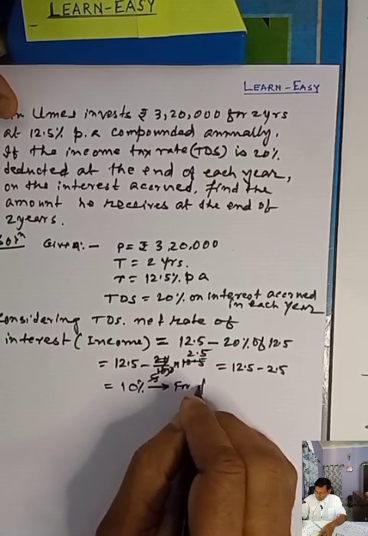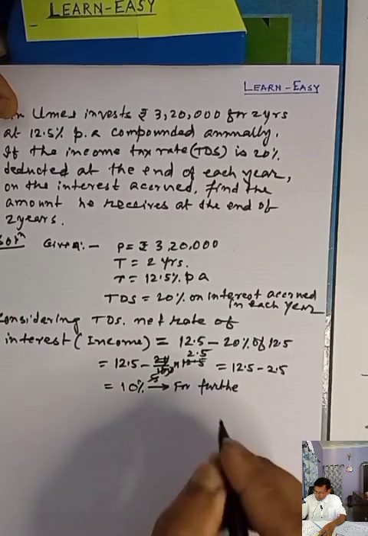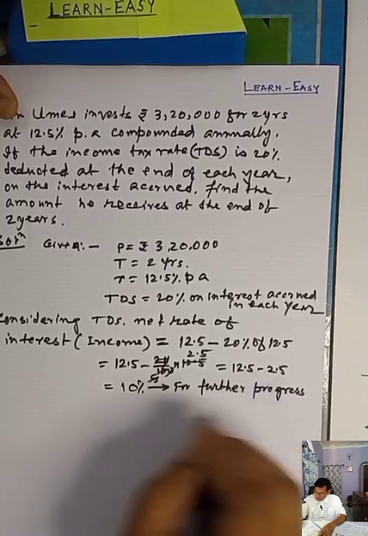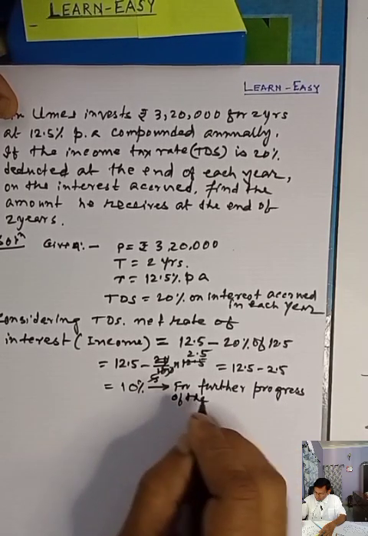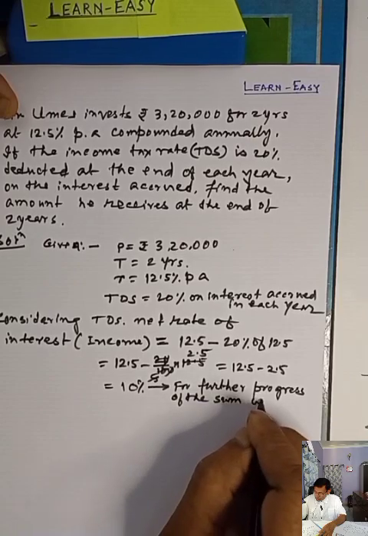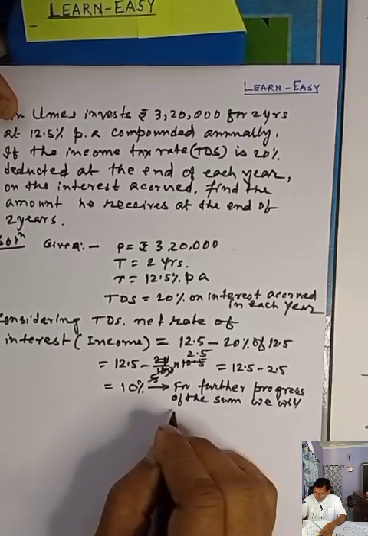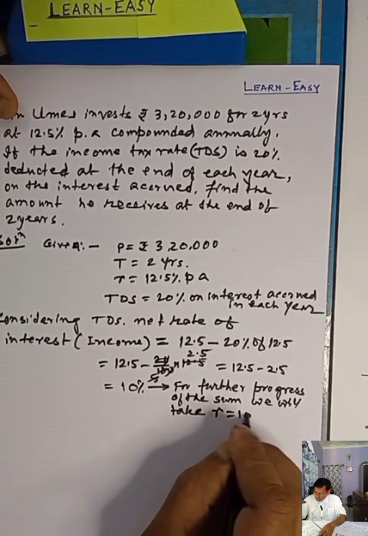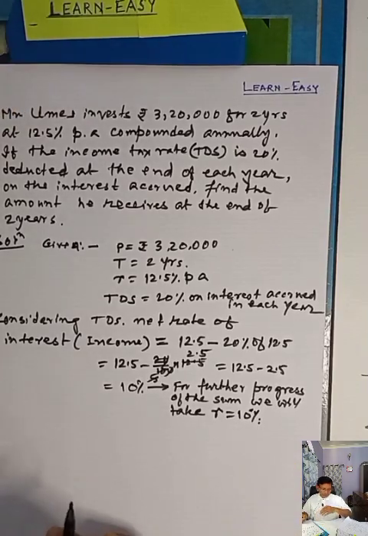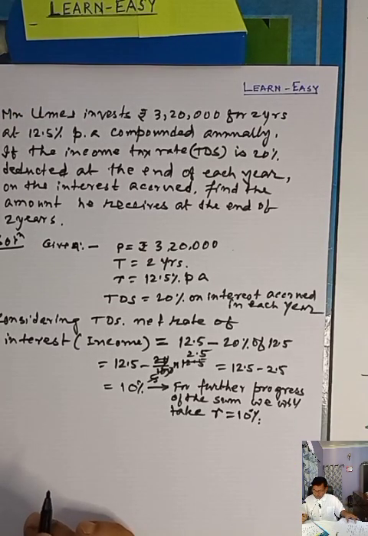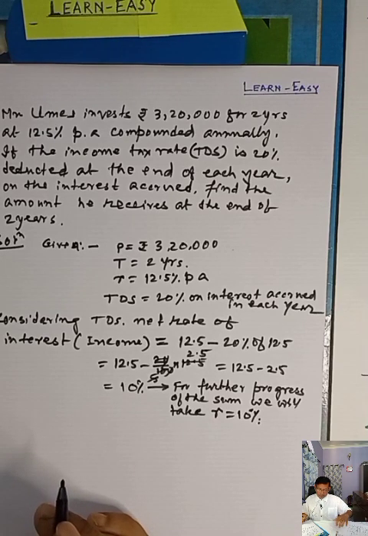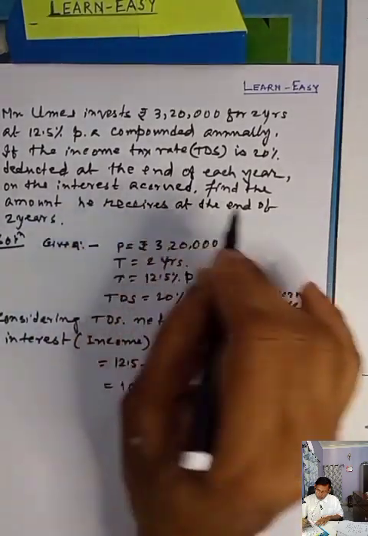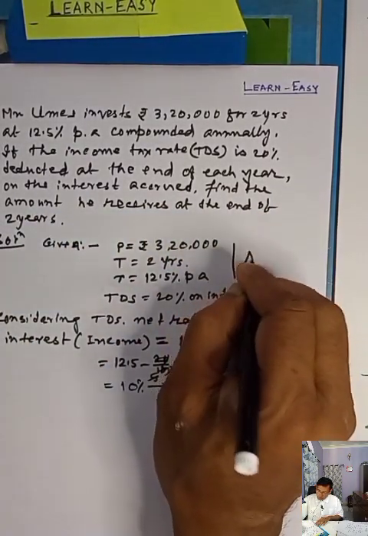For further progress of the sum, we will take R is equal to 10%. Okay. Then what is happening? Now A2, we have to find out the amount at the end of second year. So we have to find out A2.